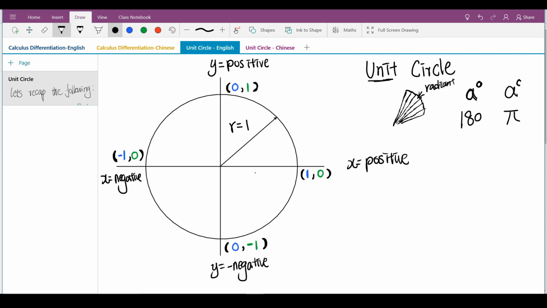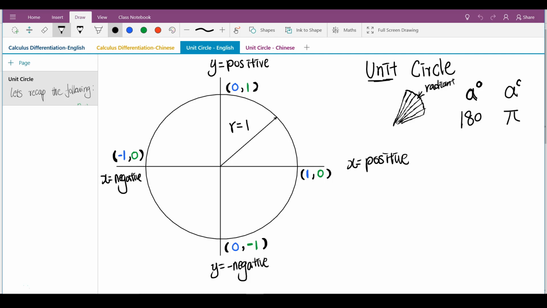Okay, pi is equal to 180 degrees. That means half of the circle, from one side of the circle to the opposite side, is 180 degrees, correct? And that can be represented by pi in radians. Using that as a base, we can come up with a conversion formula.